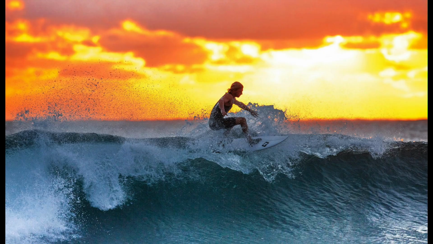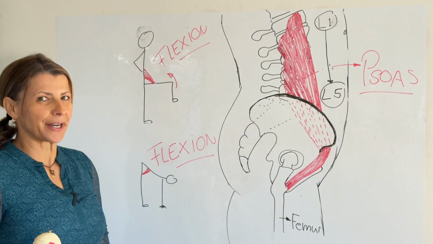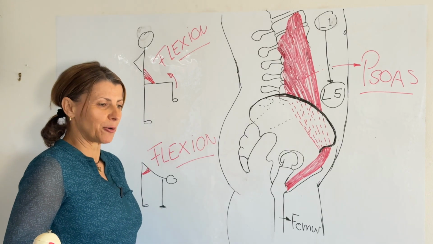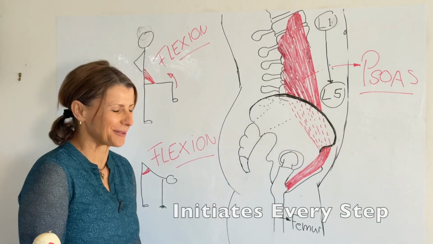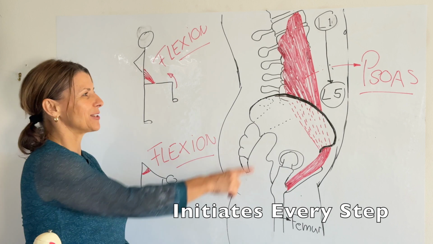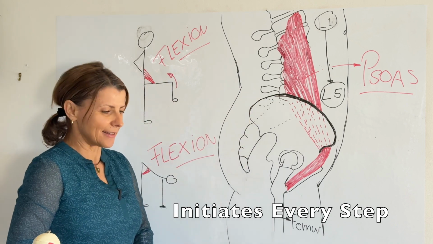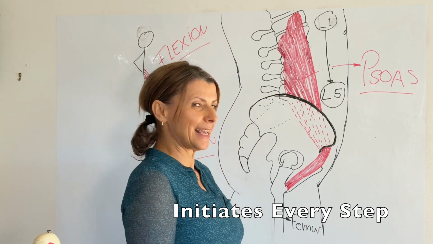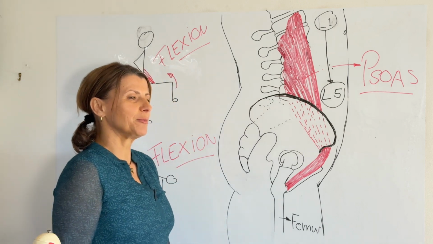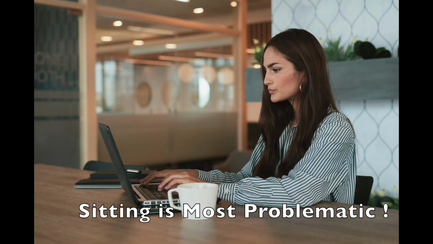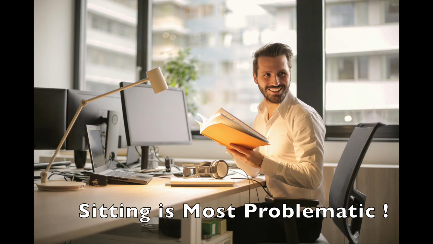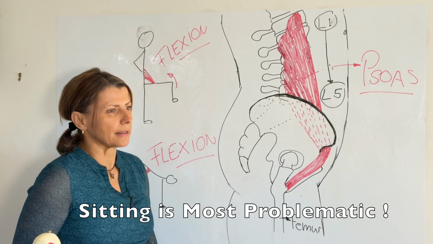So most of our activities in our life require us to flex our hip so that we can walk forward and not backwards, right? So this muscle initiates every single step you are taking. And the bigger problem also is when you are sitting, it's not even being used. It kind of hangs out there, and now you're sitting there for 8 hours doing your work, and the muscle gets shorter and slack.